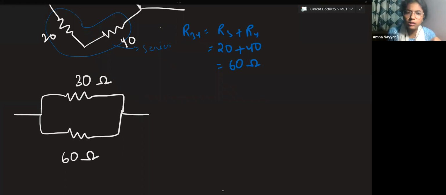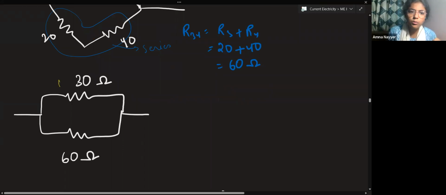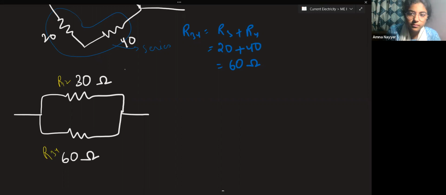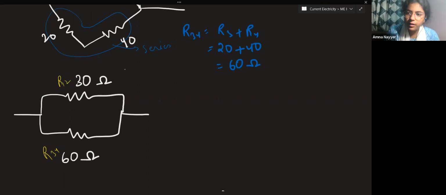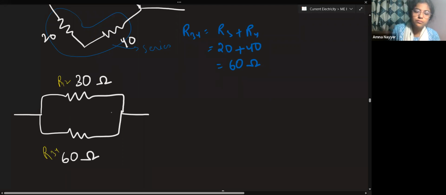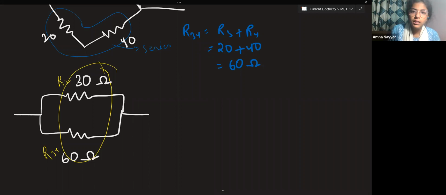Abdullah, can you try how these two are connected now? R12 and R34? Yes, Abdullah. Anushka, can you try? These two. Parallel. Perfect. They are connected in parallel.